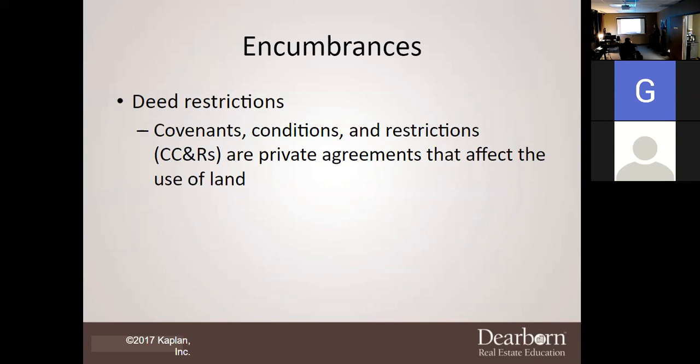There also can be conditions and covenants that can be made as well. But again, these are private agreements, not public. The government doesn't set these. These are private agreements that affect the use of the land.